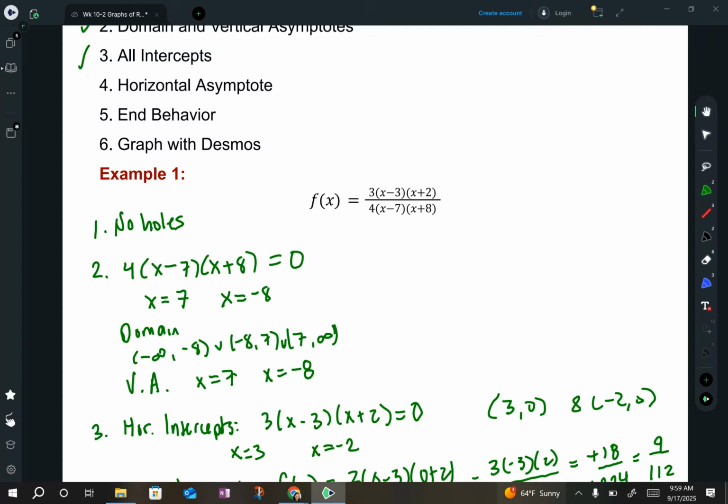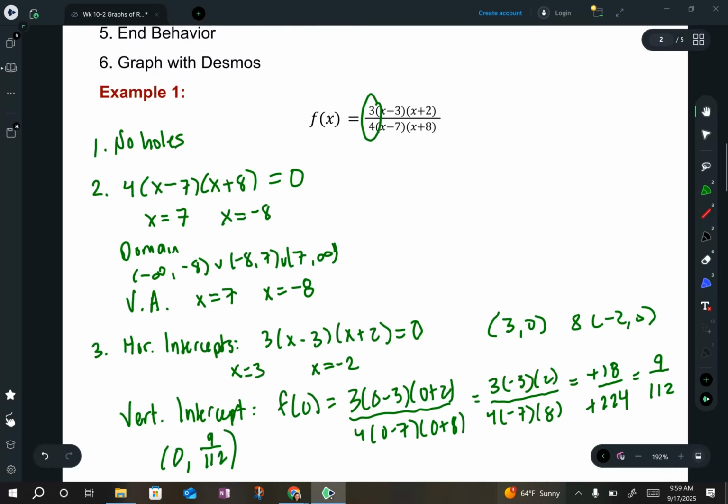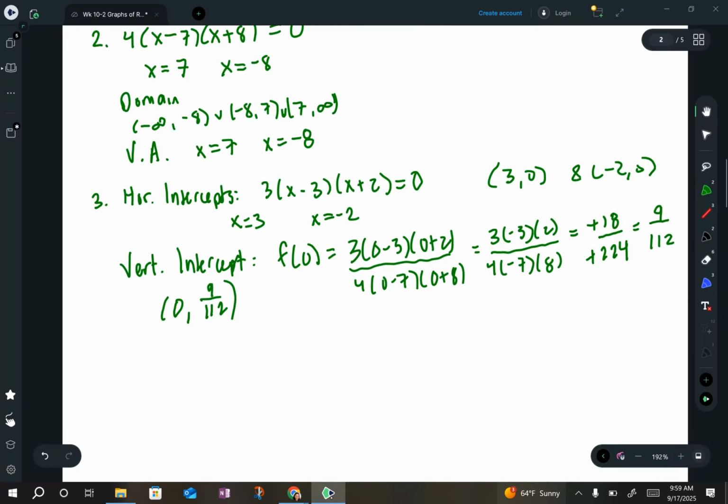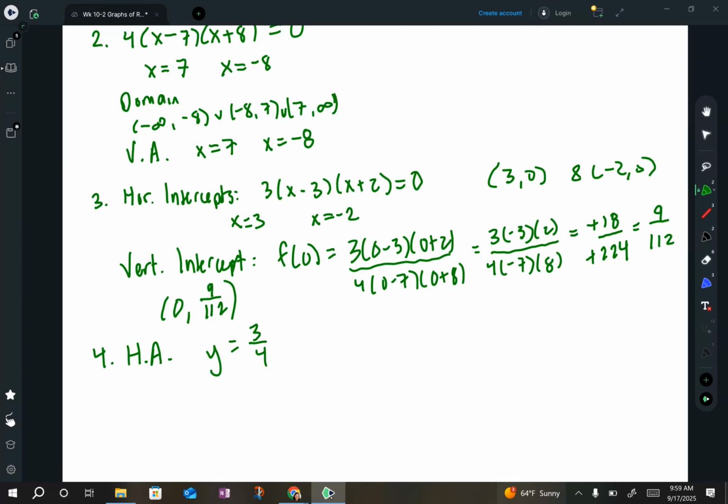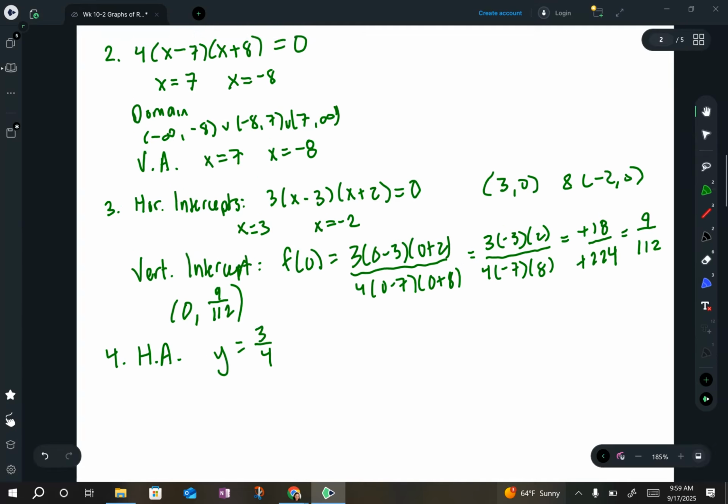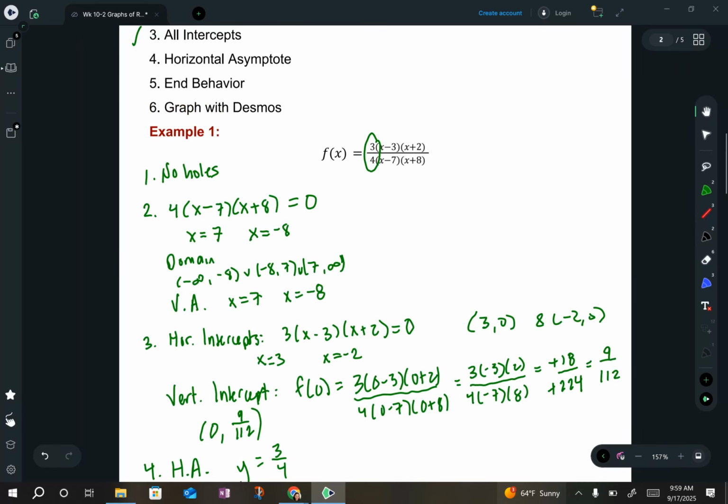So when the degree of the numerator is the same as the degree of the denominator, then the ratio of the leading coefficients is your horizontal asymptote. So in this case, that's going to be 3 over 4. So our horizontal asymptote is y equals 3 over 4. All right, so we got that one done. Check.